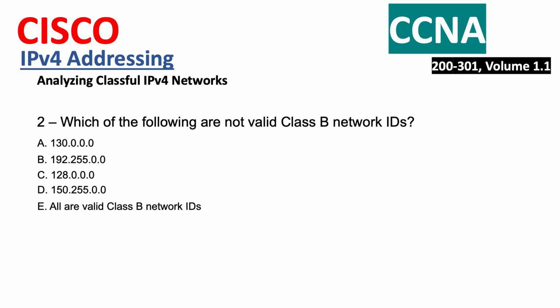Question 2. Which of the following are not valid Class B network IDs? A. 130.0.0.0, B. 192.255.0.0, C. 128.0.0.0, D. 150.255.0.0. E. All are valid Class B network IDs.